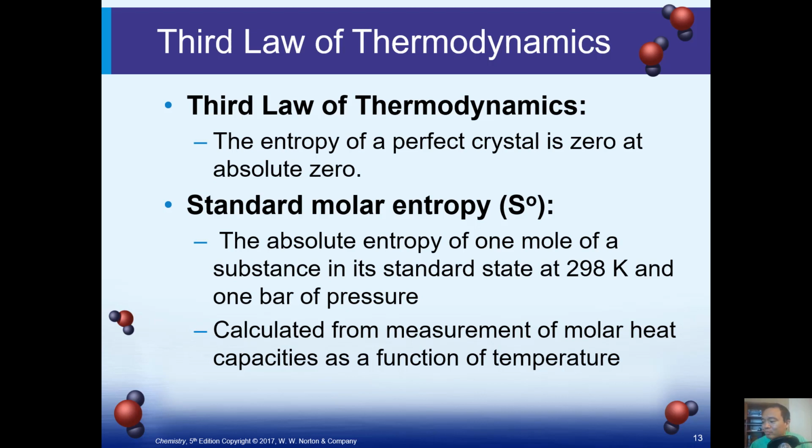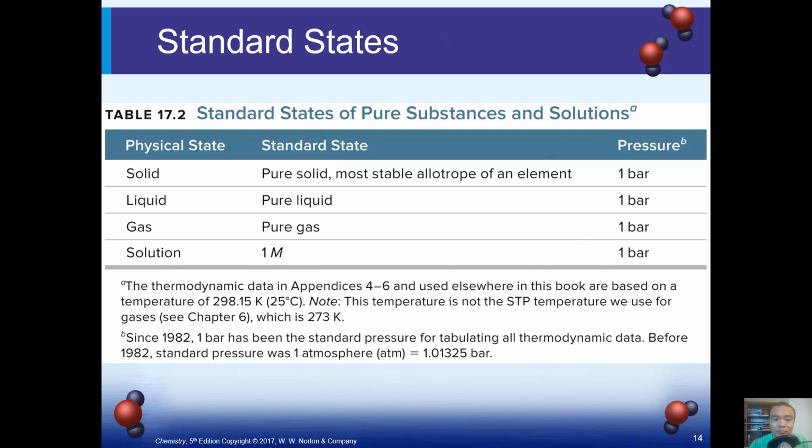So one more time, 1 bar is what's recommended, but many textbooks still use 1 atm as the pressure. The standard states of substances are listed in this table. For solids, liquids, and gases, it refers to the pure substance in its most stable allotropic form, if applicable. For substances dissolved in solution, it refers to a concentration of 1 molar.